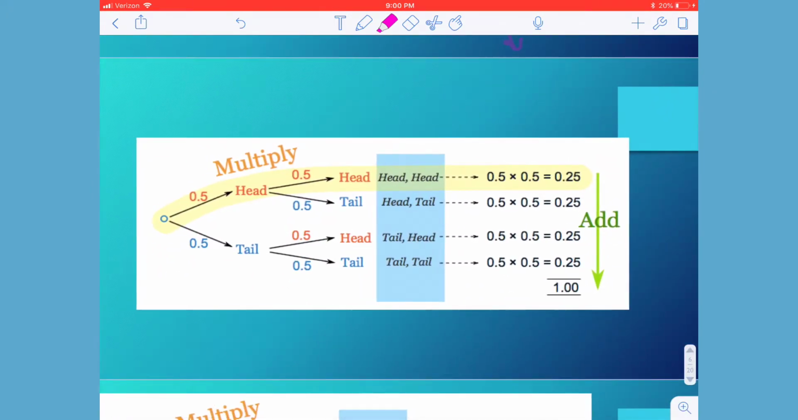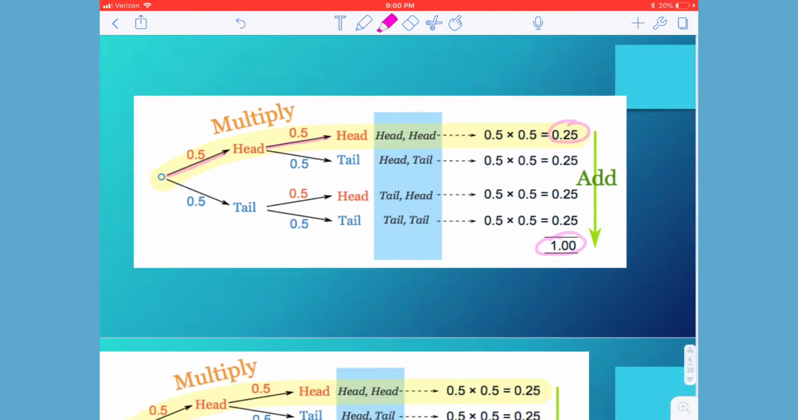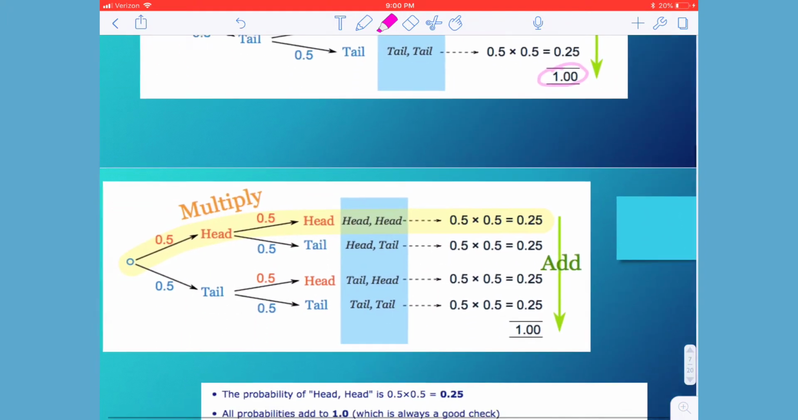So if I want to know what is the probability of me getting a head and another head, I'm going to multiply the first probability, which is 1/2, times the second probability, which again is 1/2, and that's going to get me 0.25. And you'll notice that if I add up all those probabilities, they do in fact equal 1, which is the perfect value. So when I add, that value should not exceed 1.